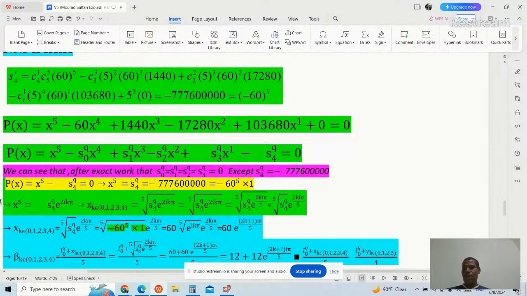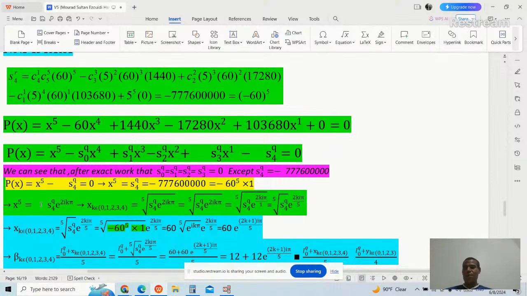Then p of x equals x to the power 5 minus s4 of order q equals 0. Means, learners, I will transfer this to the right hand side, which gives x raised to the power 5 equal to s4 of order q, which is in fact negative 777,600,000, which is equal to negative 60 raised to the power 5 times 1.